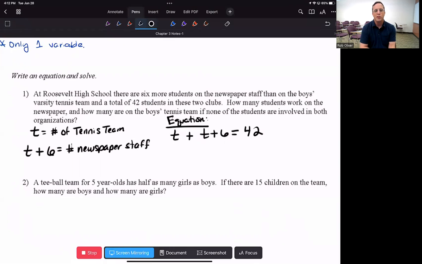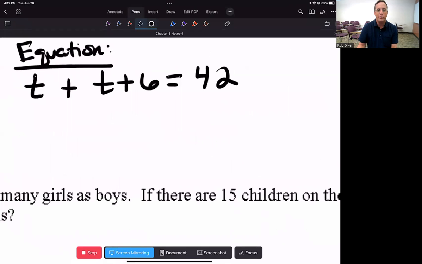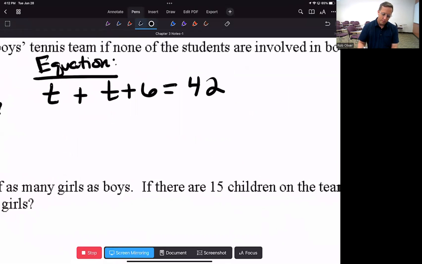It says both those clubs, both those members of the groups add up to 42. So now it's just a matter of solving it. So I'm going to focus on the equation now because we figured out the equation. So it's going to be 2t plus 6 equals 42.